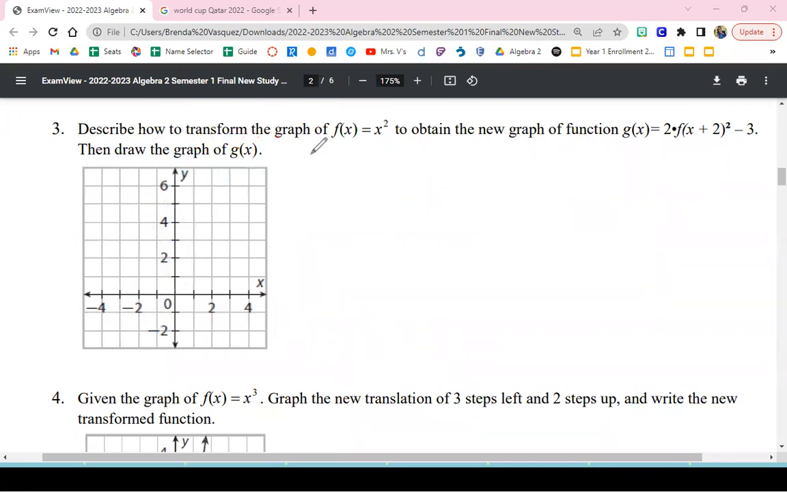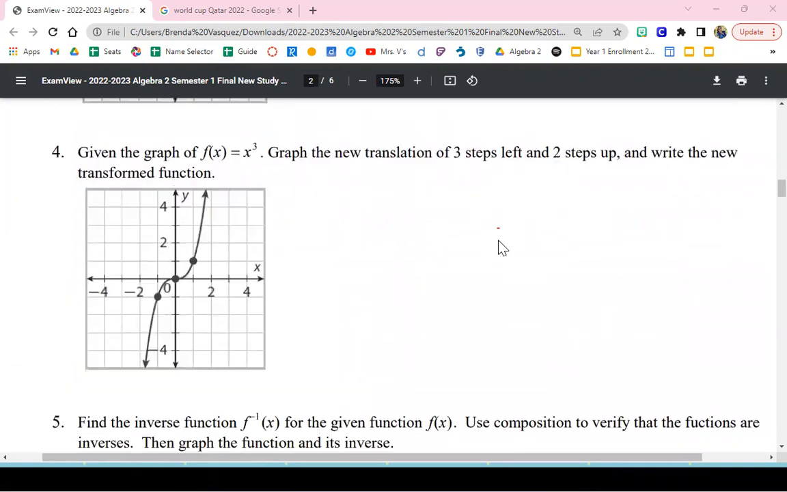Okay, let's go ahead and move on to number 4. Do you guys want to do this one on your own? A ver, try this one on your own. Let's see what you guys get. It says, given the graph f of x equals x to the power of 3, graph the new translation of 3 steps to the left and 2 up, and write the new transformed function. So include the transformation, the function that has been transformed into, okay? So I'll give you guys a couple minutes to go do it.